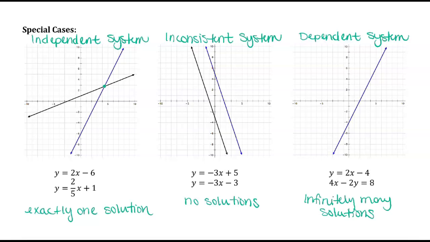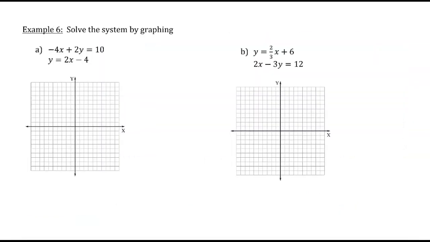Let's take a look at some examples. In example 6, we're once again going to solve by graphing. Let's start with our first equation. We could solve this for y and get it into slope-intercept form, or substitute 0 for x and then for y to get our intercepts. Let's go ahead and solve for y this time. Adding 4x to both sides, we have 2y equals 4x plus 10. Dividing everything by 2, we have y equals 2x plus 5. This tells us that we have a y-intercept at (0, 5) and a slope of 2.